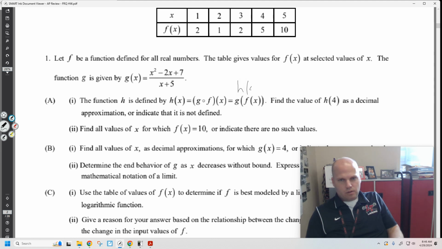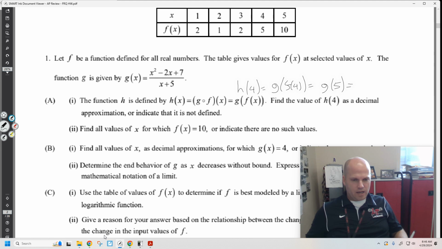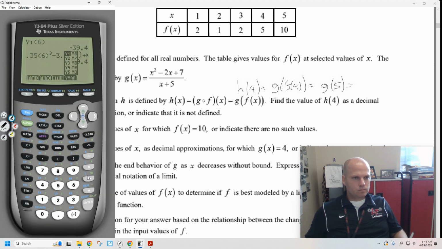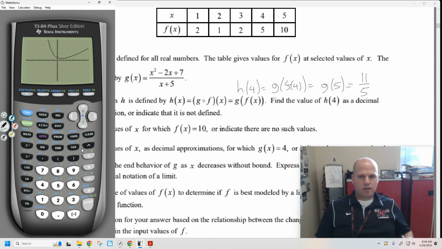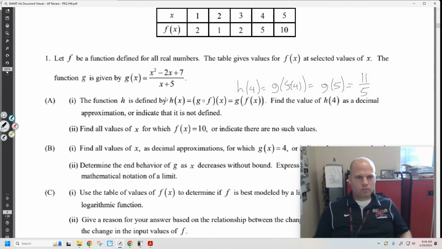Another easy question. Just make sure you're ready to compose. G of f of 4. F of 4 is 5. G of 5 we can find using our calculator or by typing it in. 11/5. Make sure your fractions are completely simplified. We do not like unsimplified fractions. You can also go into the graph and press trace, the trace button here. Press 5, enter. You see that 11/5.